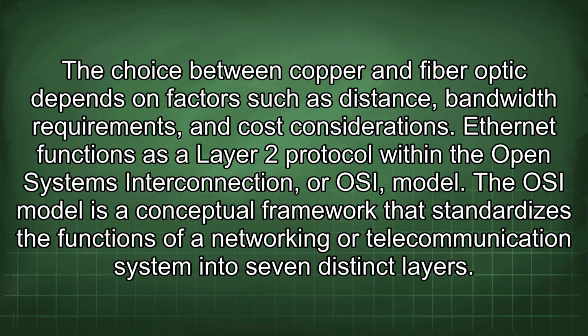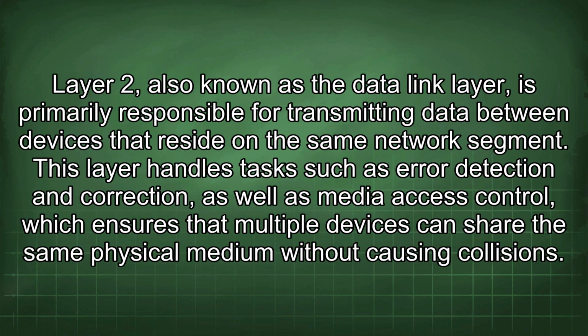Ethernet functions as a Layer 2 protocol within the Open Systems Interconnection, or OSI, model. The OSI model is a conceptual framework that standardizes the functions of a networking or telecommunication system into 7 distinct layers. Layer 2, also known as the data link layer, is primarily responsible for transmitting data between devices that reside in the same network segment.